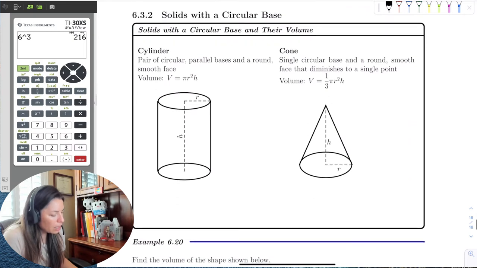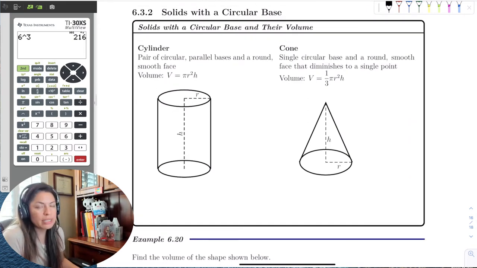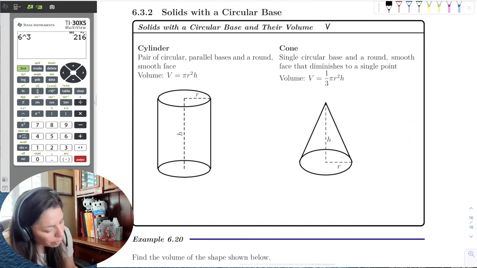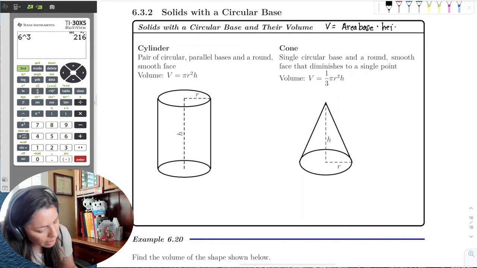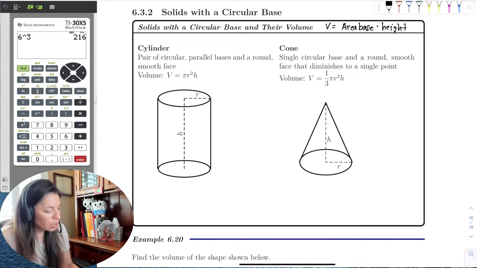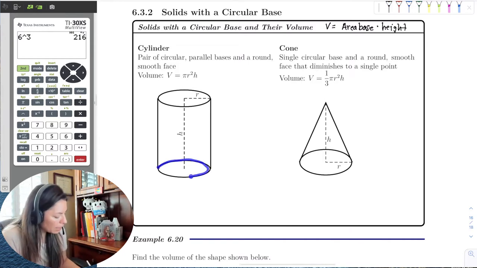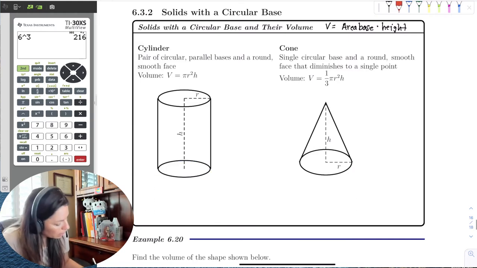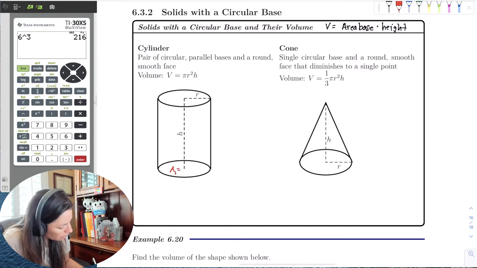Okay, next is solids with a circular base. But the volume formula never changes. It's still area of the base times the height. That just never changes. So the only difference is our base now is a circle, and the area of this base is pi r squared.